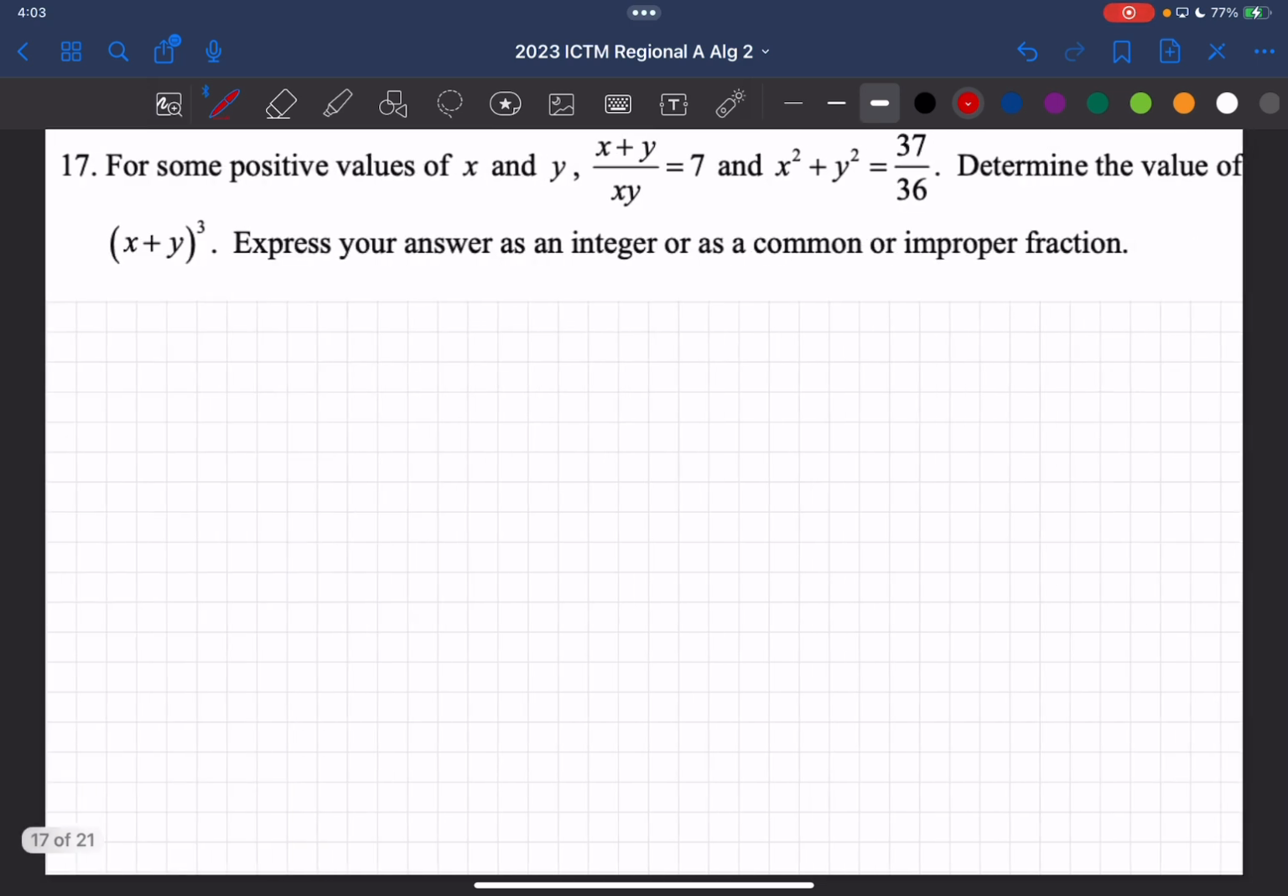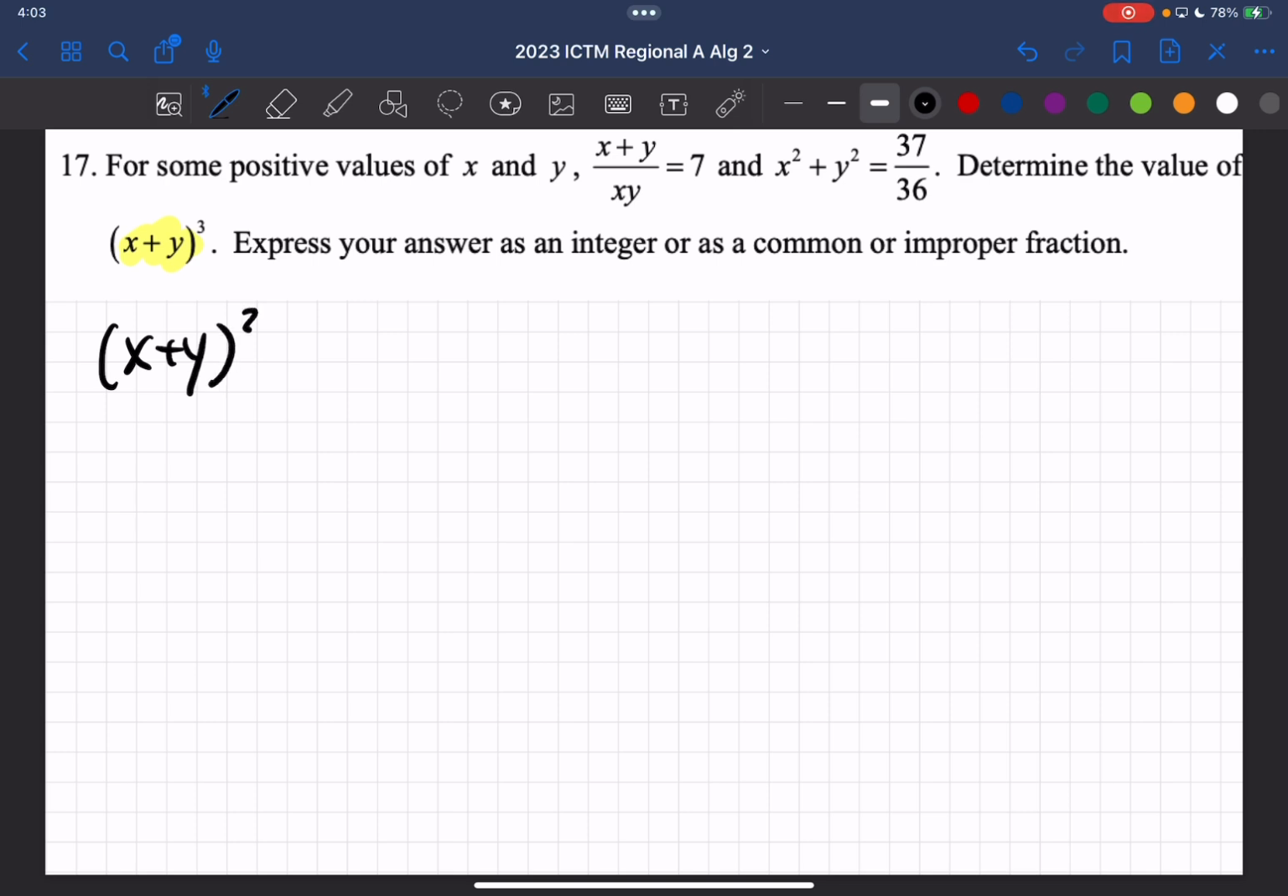So number 17. For some positive values of x and y, x plus y equals 7xy, and x squared plus y squared equals 37 over 36. We want to determine the value of x plus y to the third. All right, these types of problems always mess with people. Now, the one thing I always look for is I see x squared and y squared, and then I see xy. That always sets my red flags going off a little bit to say, okay, we're solving for x plus y to the third, not x individually, not y individually.